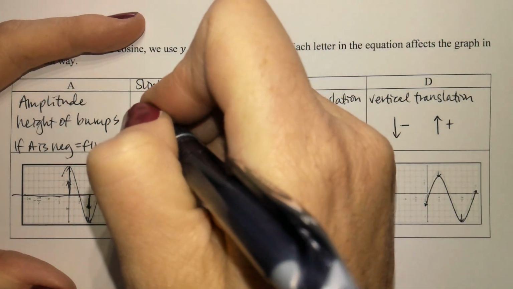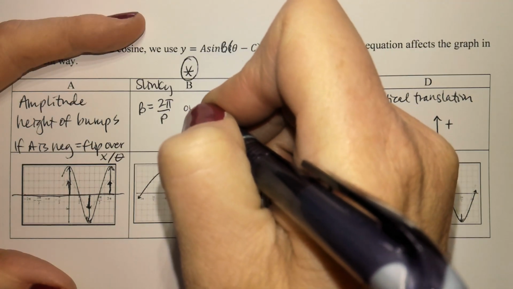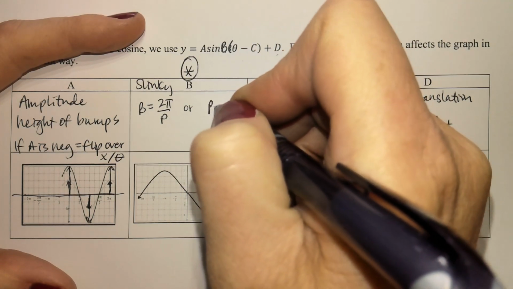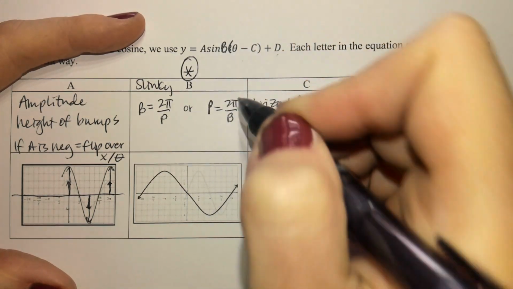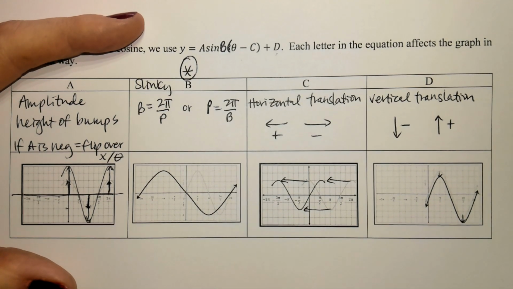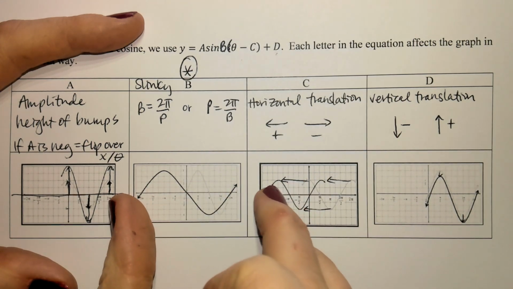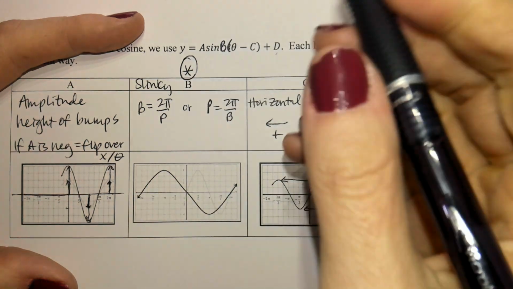There is a little equation for B. If we know B, it is 2 pi over period. That's how it affects it. Or conversely, period would equal 2 pi over B. So whichever one you have, you just do 2 pi divided by it to find your other one. And it is all about affecting your period. Is your slinky stretched out or is your slinky smushed together?